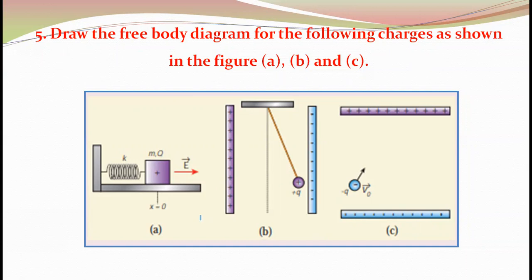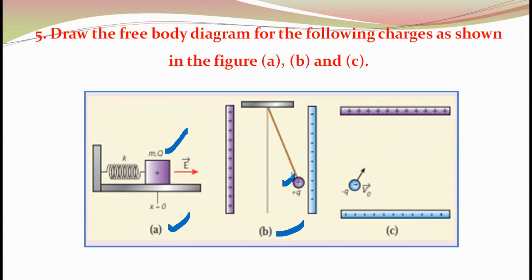So now if you look at this diagram, in diagram A we have a block which is connected to a spring, and you can see the block is carrying a charge plus Q. M is the mass of the block and K is the spring constant of the spring. Okay. And in the second diagram, that is B, we have a simple pendulum arrangement. So the bob is carrying positive charge.